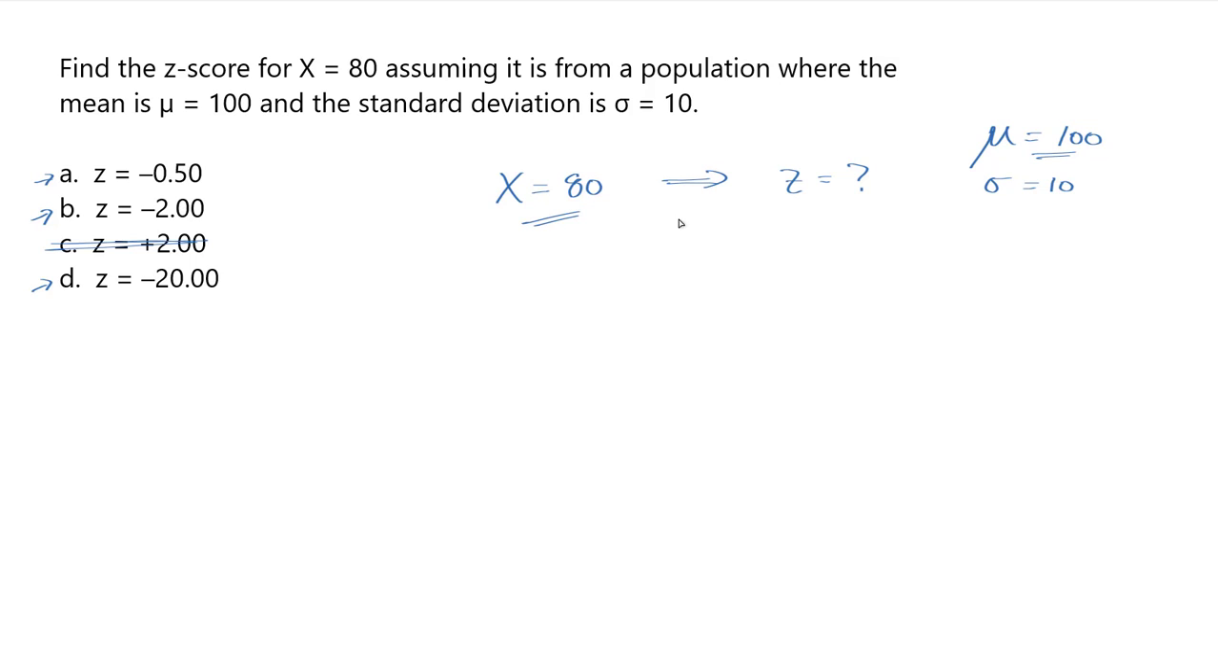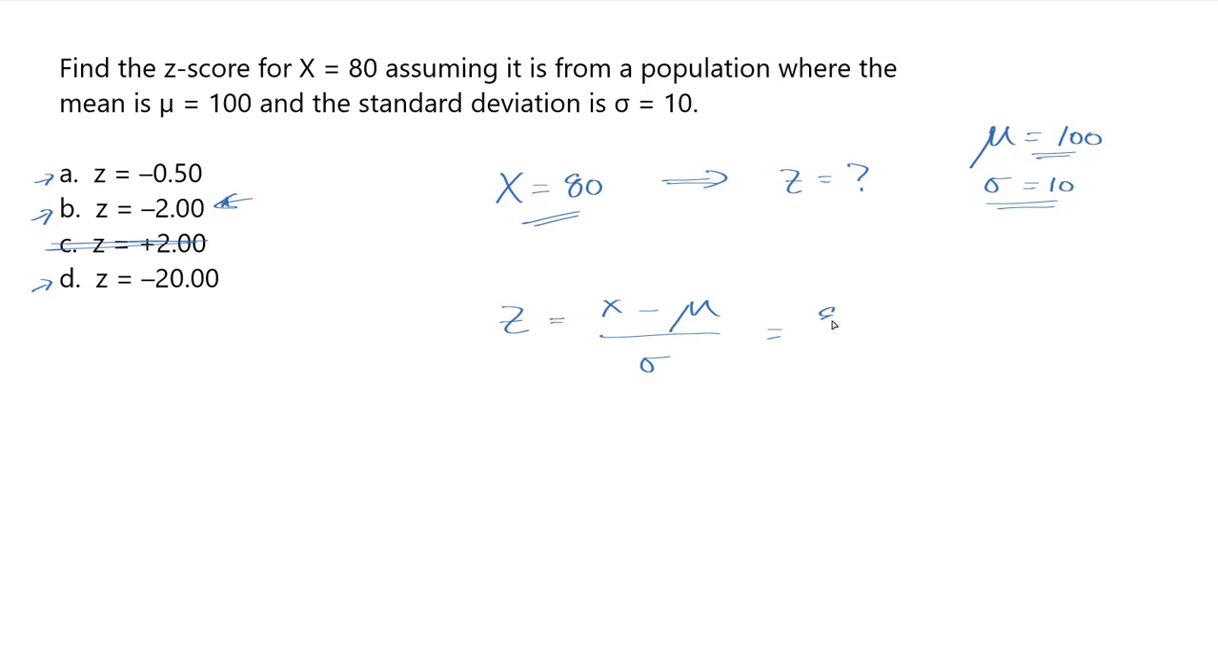So we can look at it like this. We could say that 80 is 2 tenths below 100, so my answer is going to be this one here. The answer is going to be B. But we can also just use the z formula because we have an x score. We're trying to convert it to z, so that's what the z-score formula does.